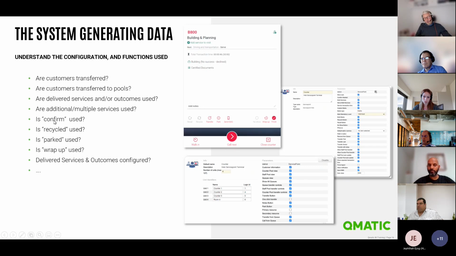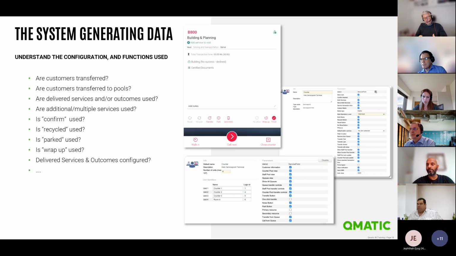Another function is confirm. I don't know if you know what it is, but it is something you can switch on or off in our system. Some clients use this and others don't. Confirm is nothing else than a function where, when I call a customer and the customer arrives at my desk, I confirm that the customer arrived at my desk. But in other cases, they just call the customer and wait until the customer is there. They don't do anything else. They just start serving them.